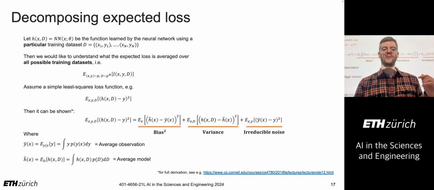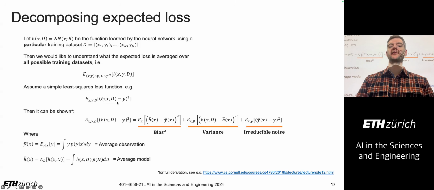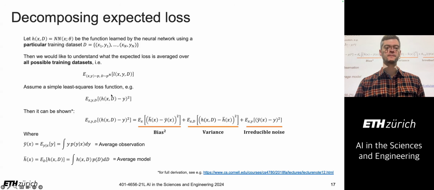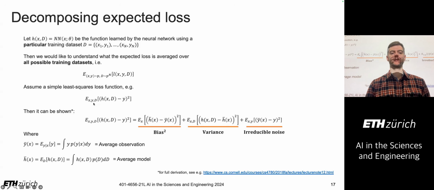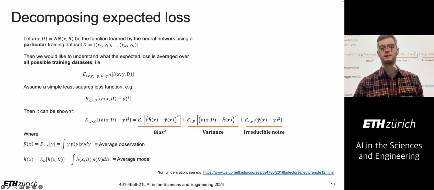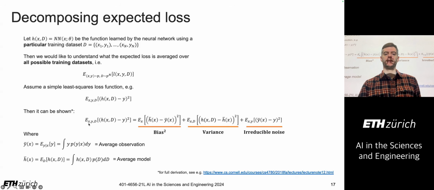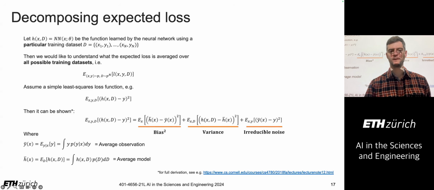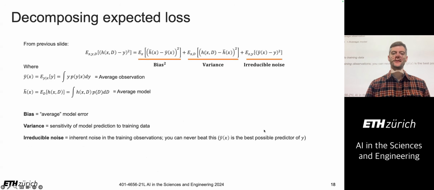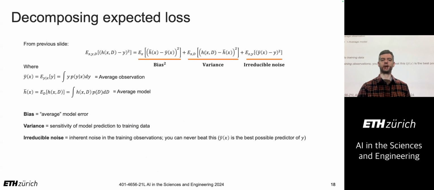To go any further, we have to make some assumptions. So we just assume for now that the metric we're using is the least squares loss function. And then you can show, and I'm not going to do it in this slide, have a look at this link down here, it gives a full derivation, but just by using the properties of expectations, you can show that we can decompose this term into these three separate terms, and we call them the bias, the variance, and the irreducible noise. So I'm going to explain each of these three terms in a bit more detail.